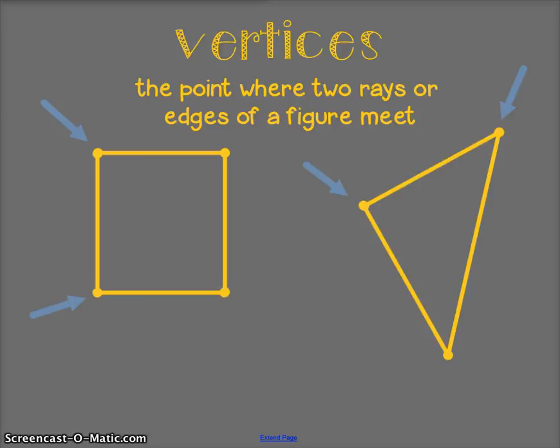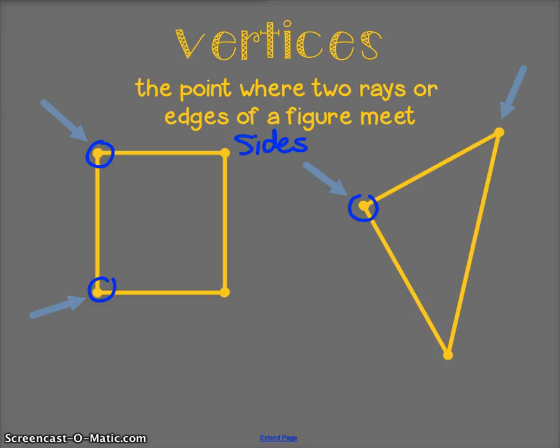Vertices are the point where 2 rays or edges or sides of a figure meet. So this is a vertice, so is this. There are 4 on that square, and there are 3 on this triangle. So any place where they meet, that is a vertice. It might not always be a darker, bigger circle like these ones are, but any place where the edges or sides meet.